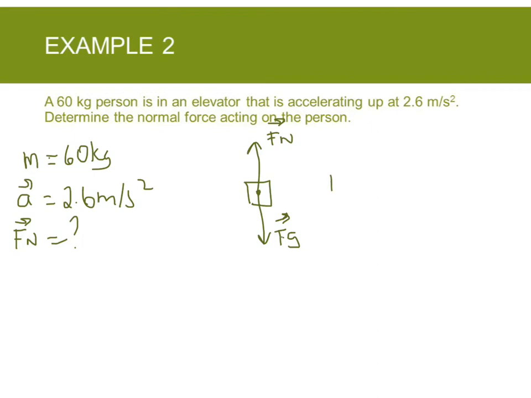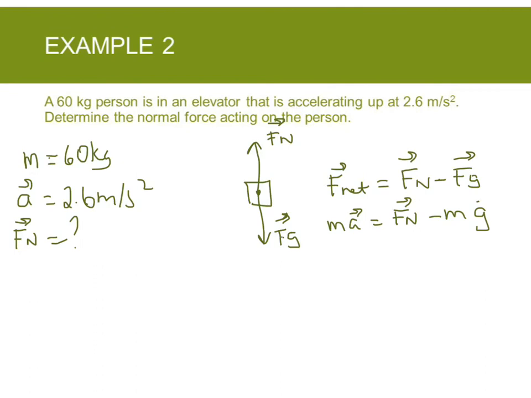So let's write an F net equation. In this case, we're going to reverse how we've been doing it in the past. We're going to do our normal force subtract our force of gravity. Remember, you can always replace F net with ma. We don't know what our normal force is, and we can replace Fg with mg. So we have a mass, we have an acceleration, and we always have our acceleration due to gravity. We can go ahead and solve for those amounts.